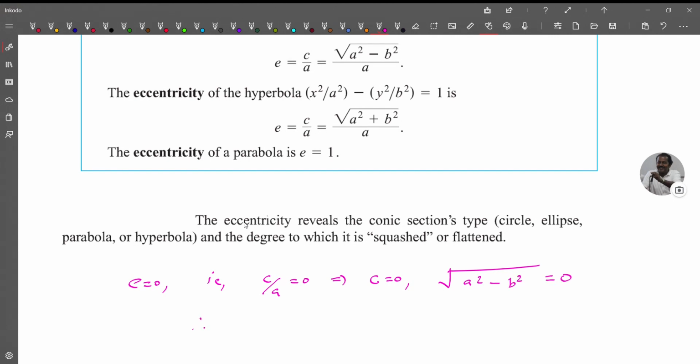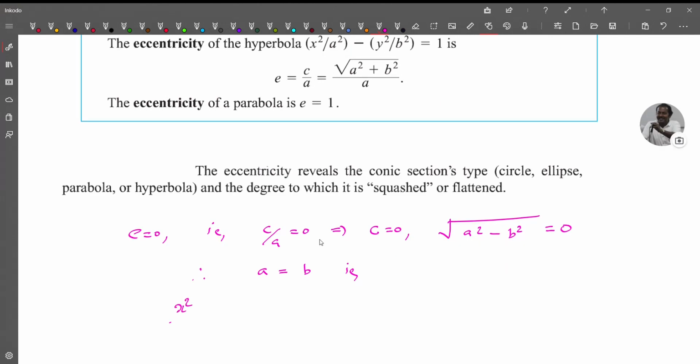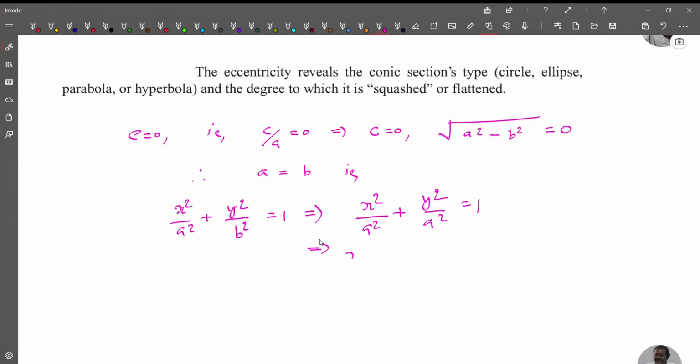Therefore, a equal to b, that is x square by a square plus y square by b square equal to 1 implies x square by a square plus y square by a square equal to 1. So this implies x square plus y square equal to a square. So that will be a circle.